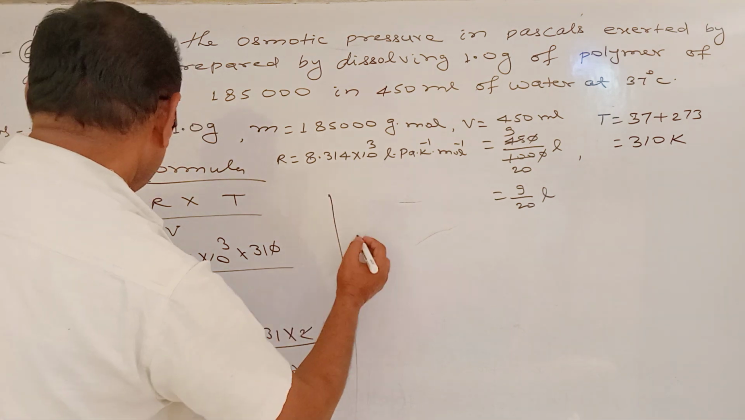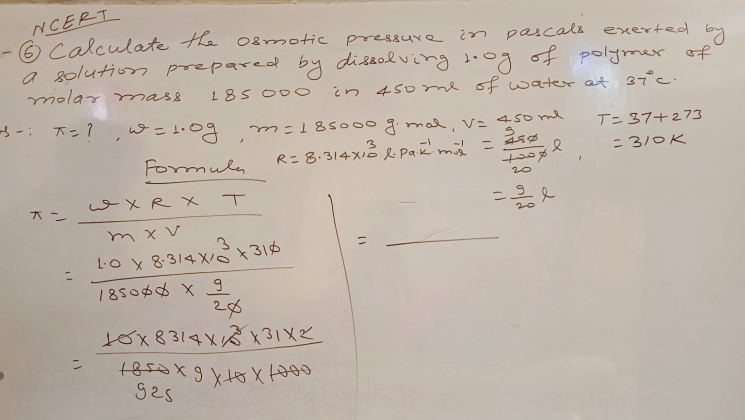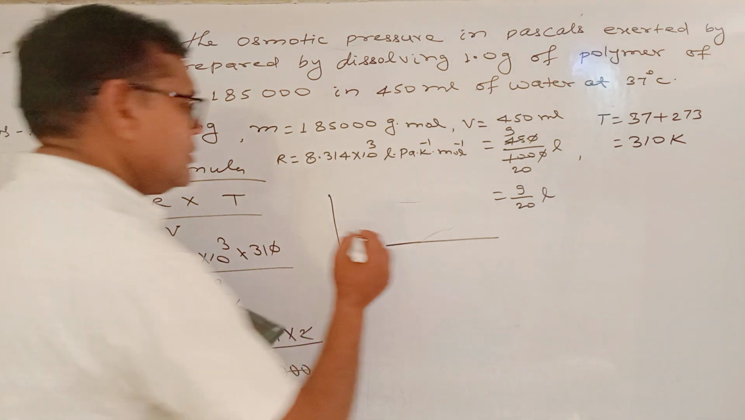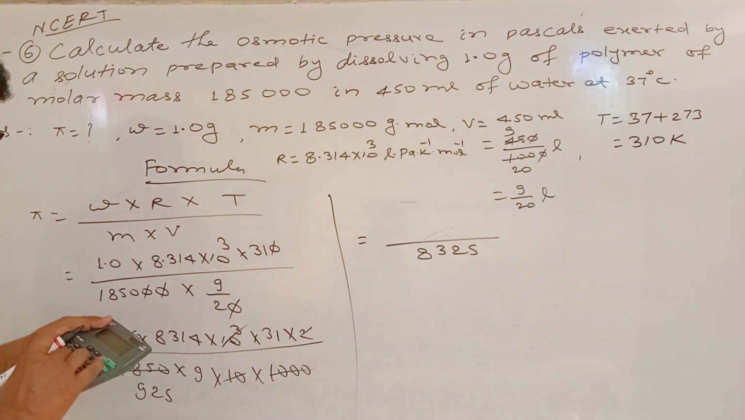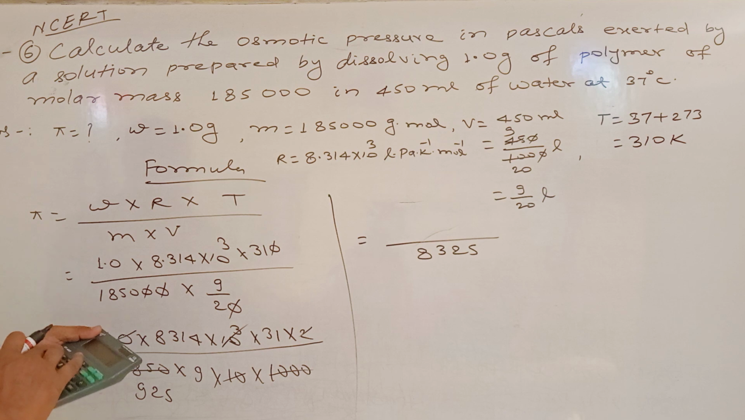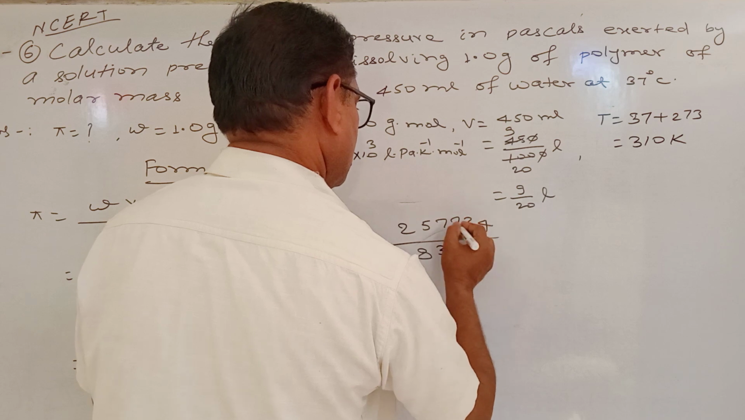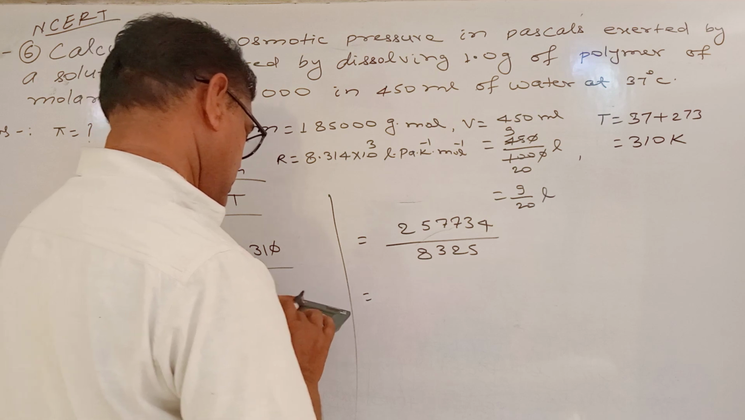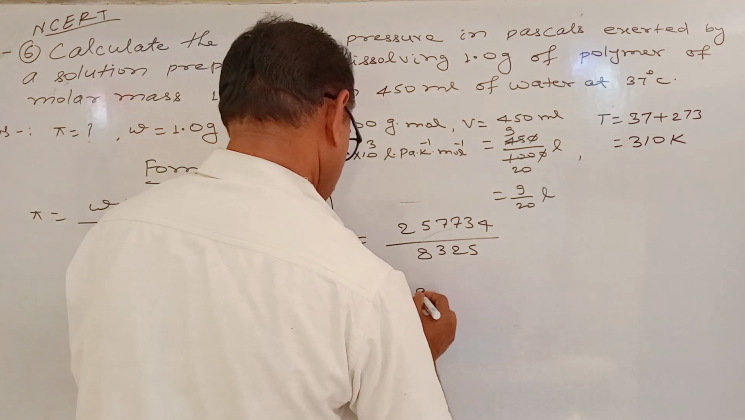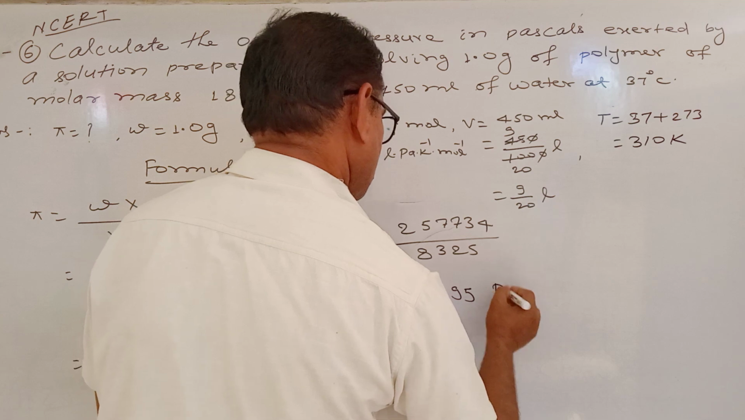We multiply 925 into 9 is equal to 8325. It is the answer.